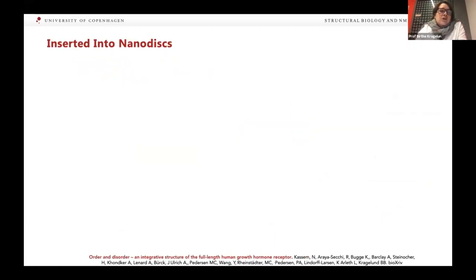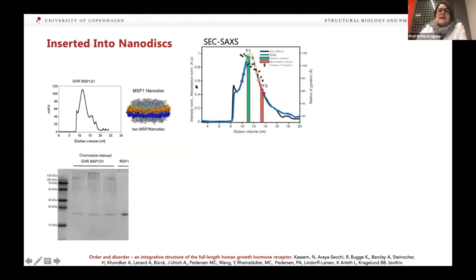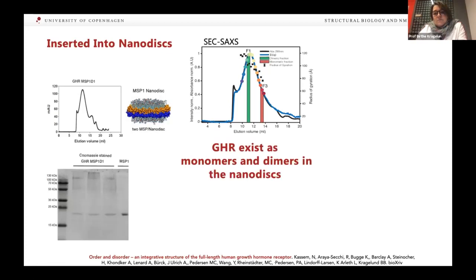Now we then inserted it into nanodiscs, and we could see here that this was a very broad peak, but we could also see that the protein was here, the nanodisc was there. And we could then run a SEC-SAXS analysis of the preparation. And as you can see here, it was a relatively broad peak. And when we analyzed the distribution of nanodisc peptides to growth hormone receptor, we could see that the growth hormone receptor comes out both as monomers and dimers.